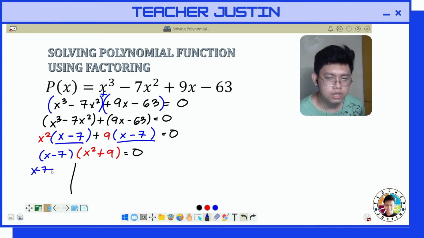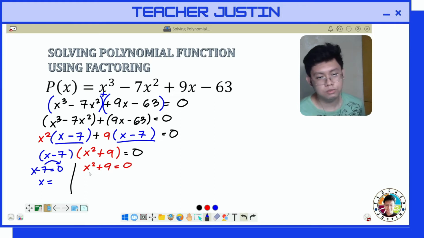So x minus 7 is equal to 0, and then x squared plus 9 is equal to 0. Then let's solve for the value of x. For the first equation, we transpose negative 7 to the other side. The value of x is equal to 7.